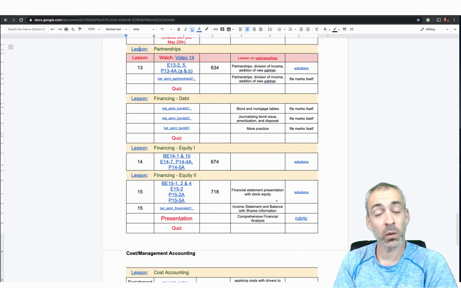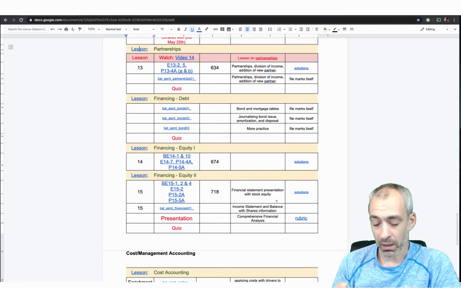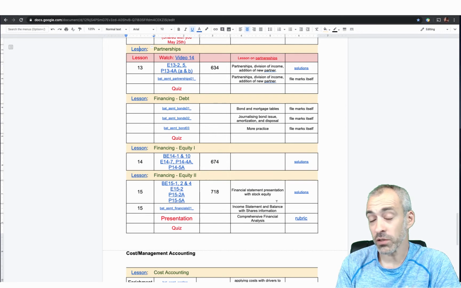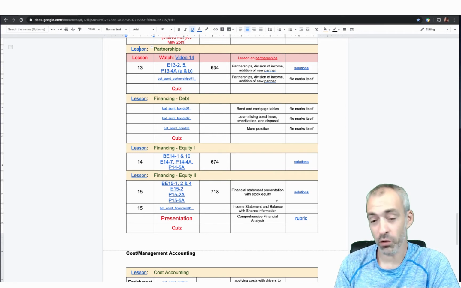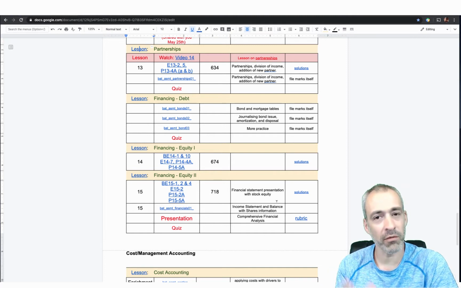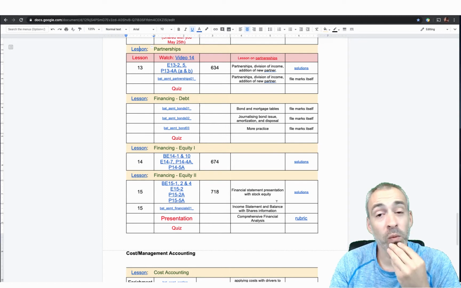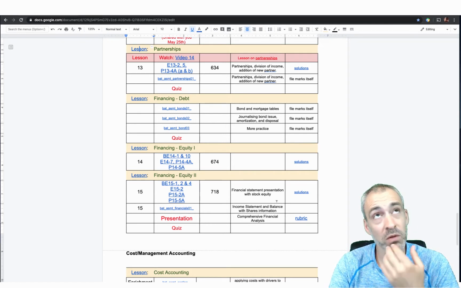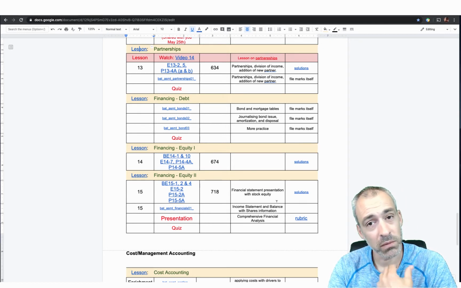Hey, in this lesson, there are several things I usually do at this point in the course, although this point in the course is usually earlier in the semester, but whatever. We're at the point now where we're at financing. So in other words, how do companies raise money?